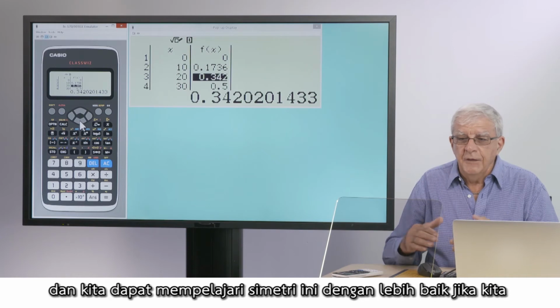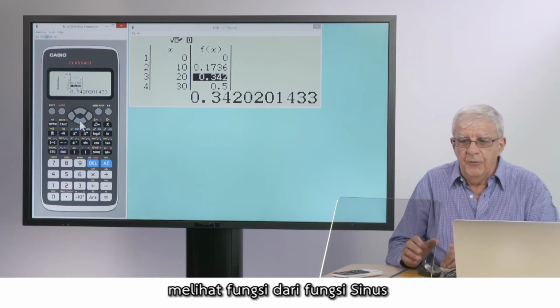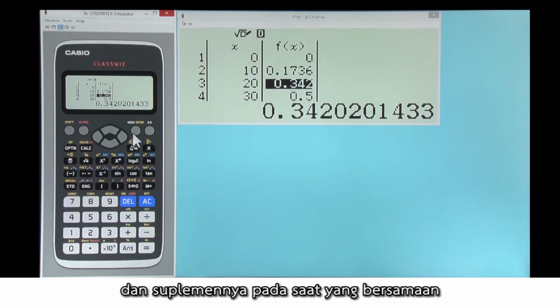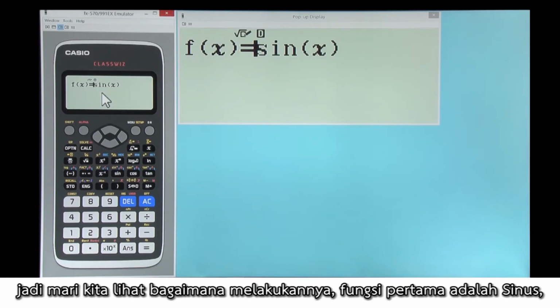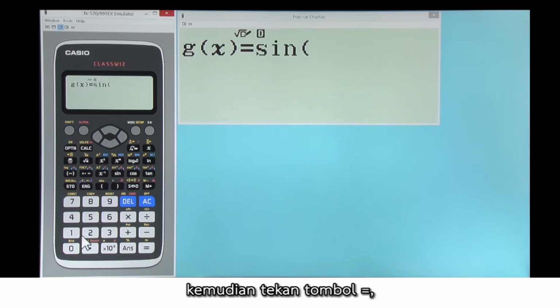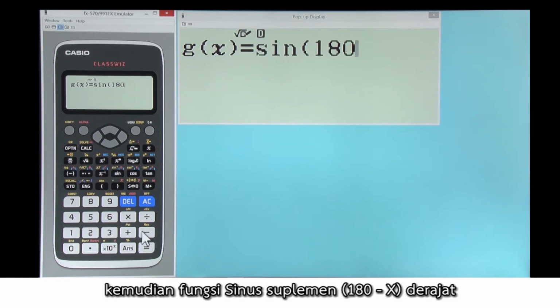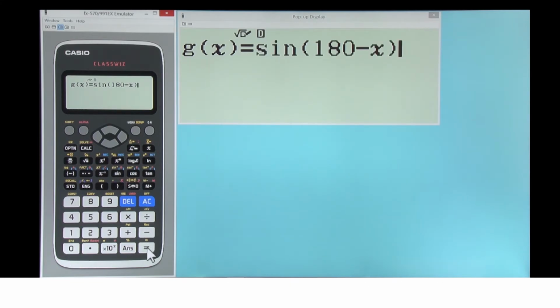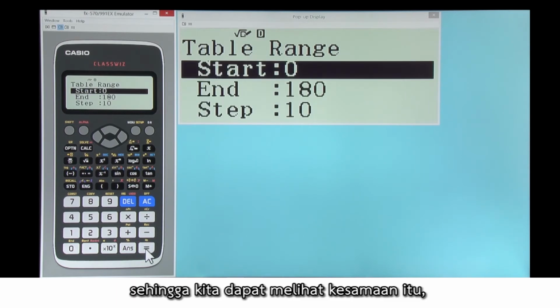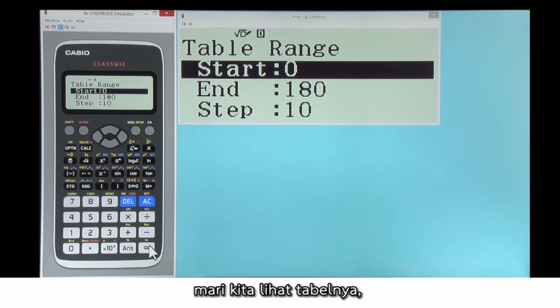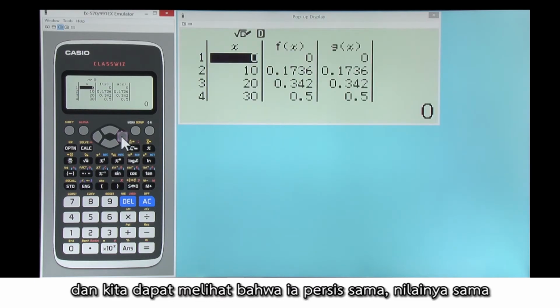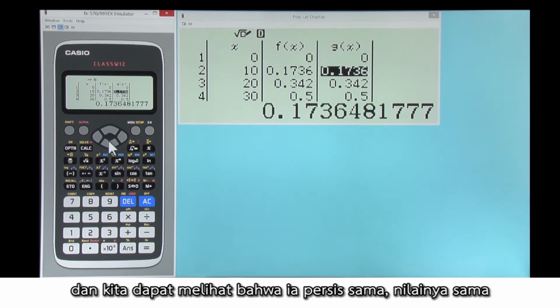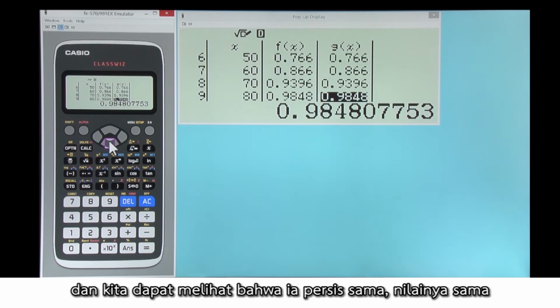And we can study these symmetries even better if we looked at the sine function and its supplement at the same time. So let's see how to do that. Here's the sine function, and tap equals, and we'll get the sine of the supplement, 180 degrees subtract x. So we can see those similarities. Now we're drawing tables for two different functions at the same time. Let's have a look at the table, and we can see that they're exactly the same. The values are the same.